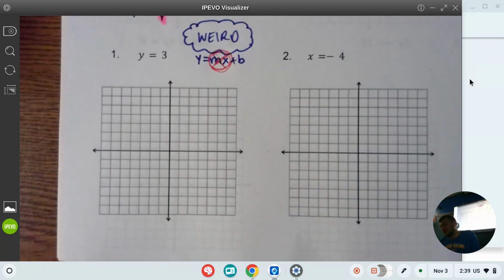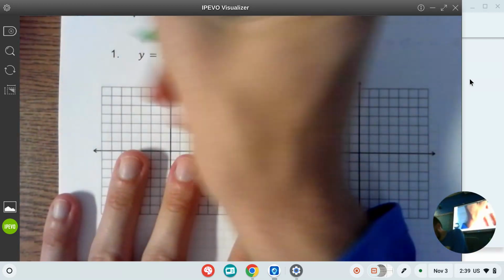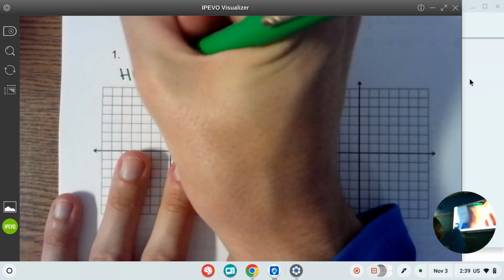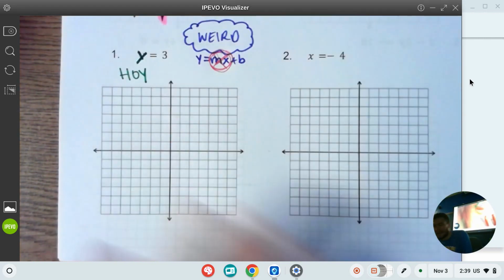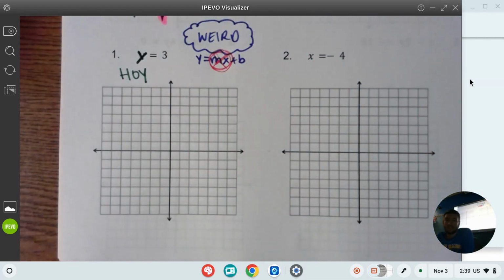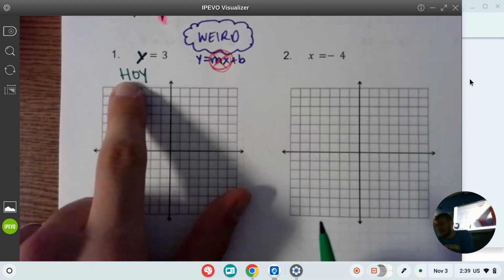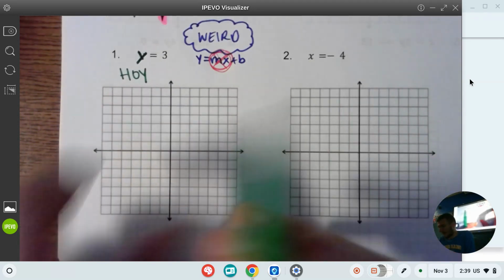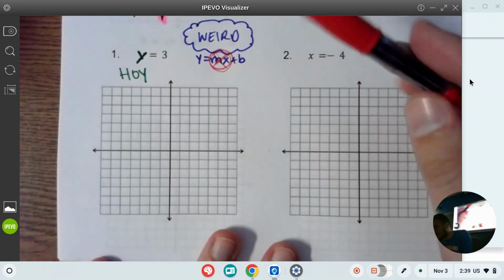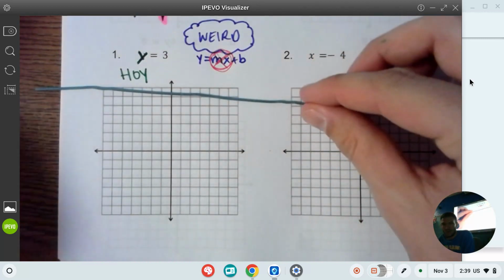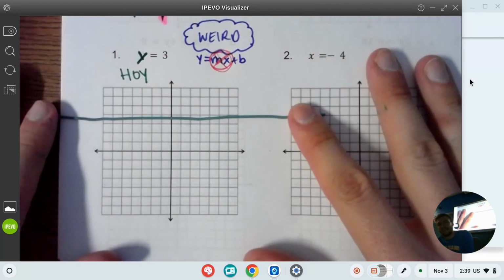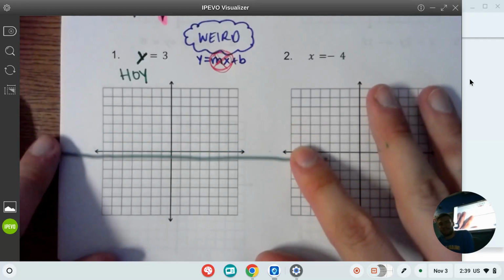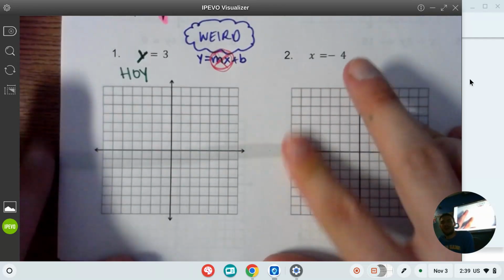So when you see this, you should probably think, it's kind of weird. And so then you should remember, oh, this is one of those flat graphs or straight up and down graphs. Now, that's when I like to think about HOY, because I have a y with no x, and HOY is reminding me, what does that H stand for? Horizontal. Okay? Now, we're going to have a graph that is horizontal, so it's going to go across like this, or maybe like this, or maybe like this. It's going to be one of these, okay?